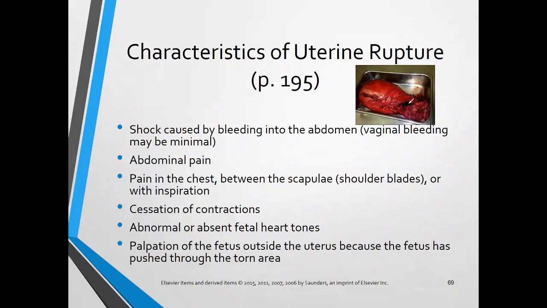So what can occur if a uterine rupture actually does happen? Shock caused by bleeding in the abdomen, abdominal pain, pain in the chest, contractions will stop, abnormal fetal heart tone rates, and then palpation of the fetus outside the uterus because the fetus has pushed through the torn area.